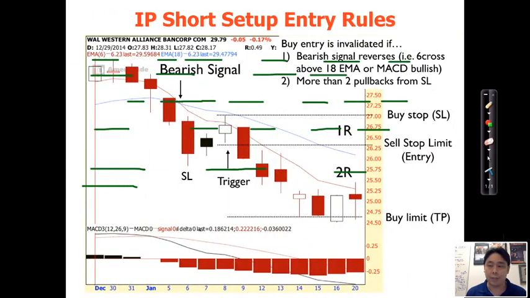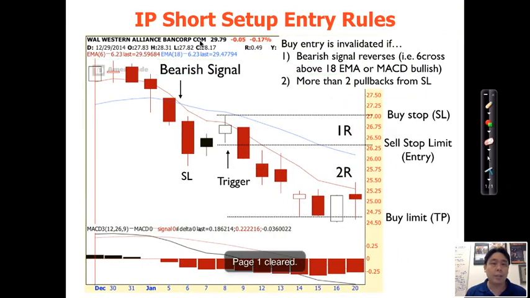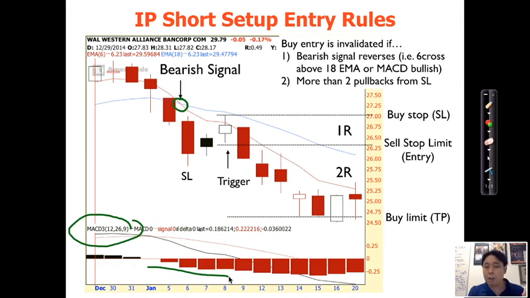So let's look at a specific example over here. This is on Western Alliance. And over here, you can see that bearish signal, right? The 6 EMA crossing below the 18 EMA. And again, at that moment, we have our MACD, which is bearish, right? So MACD must be bearish when you see a short setup.